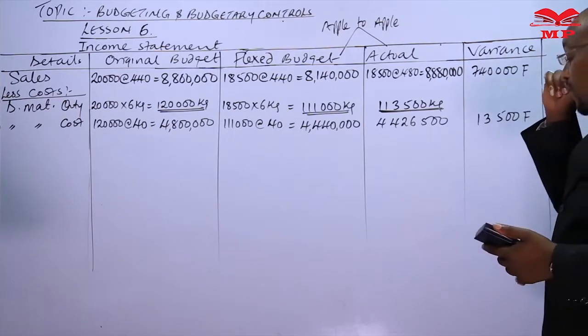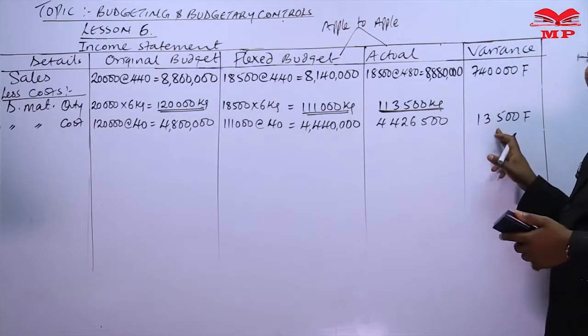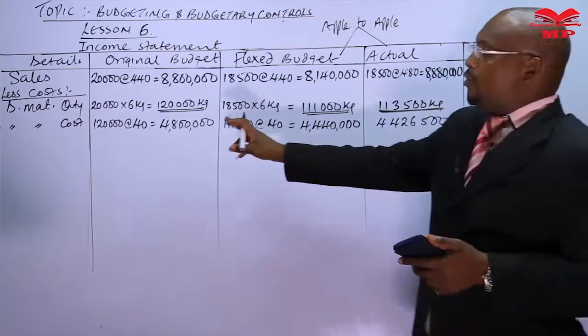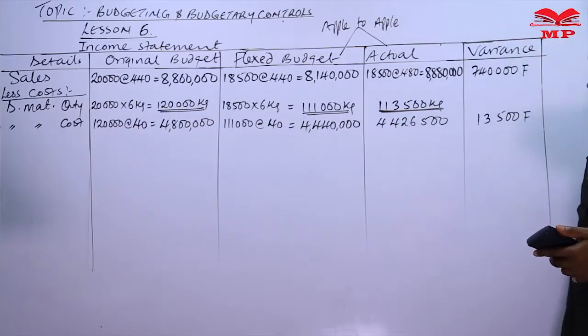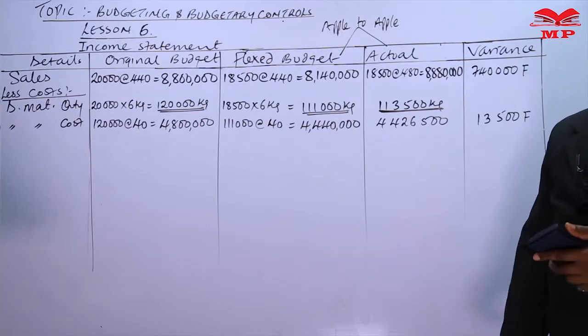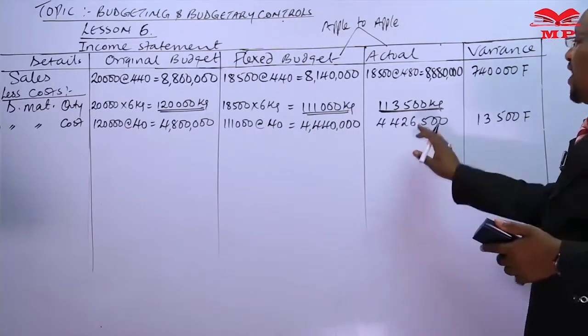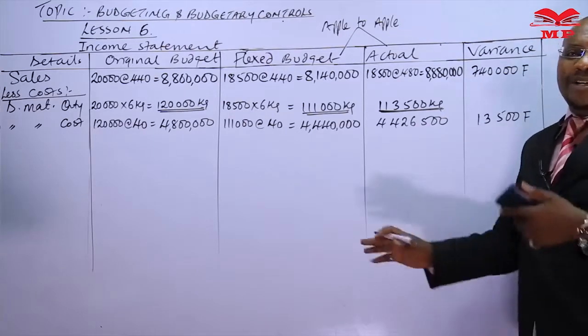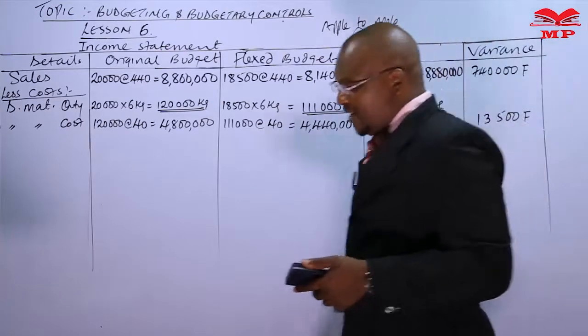As you're comparing what we should have spent of 4.4 and this is 4.426, you have a saving. But if you compare the original budget of 4.8 and this 4.4, you think you have a very big saving. But remember, this is for the original budget of 20,000. This is the actual for 18,500. Automatically, we must have a difference. But for these two now, we can compare and make some analysis there.